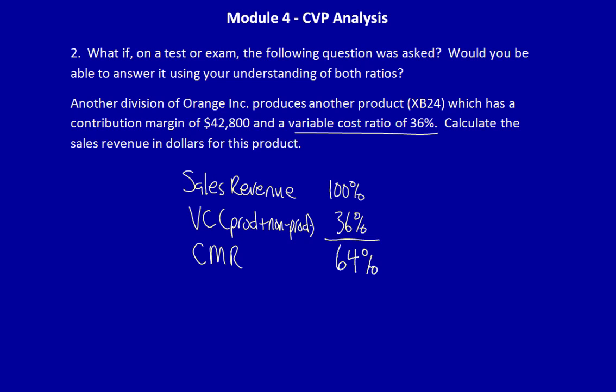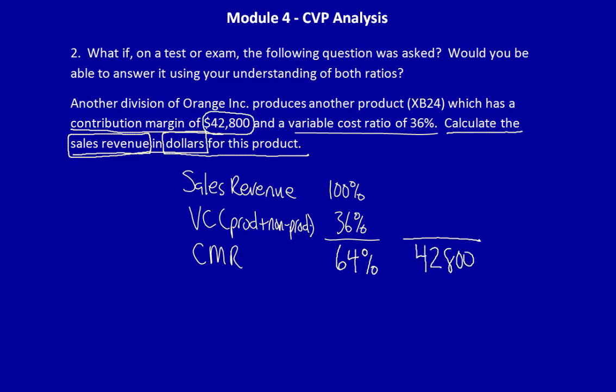Using this, we can calculate the contribution margin ratio. Wonderful, we've got the contribution margin ratio. But what was the required? Calculate the sales revenue in dollars for this product. Can we do that? Well, what information do we have? We have the contribution margin in dollars, 42,800. Can we work backwards in order to get sales revenue in dollars? And we can. Let's look at how we can do this.